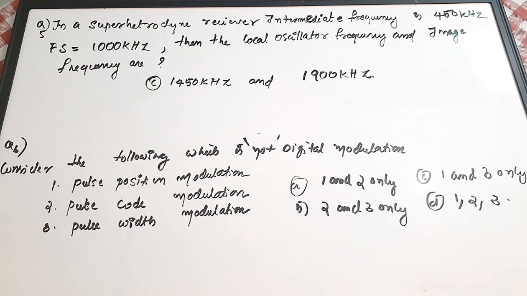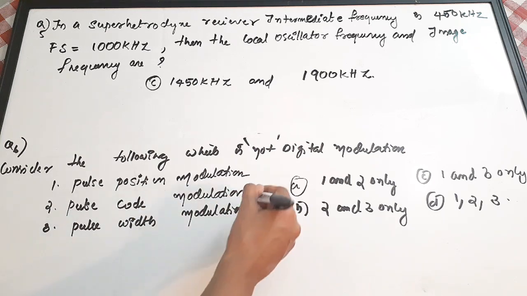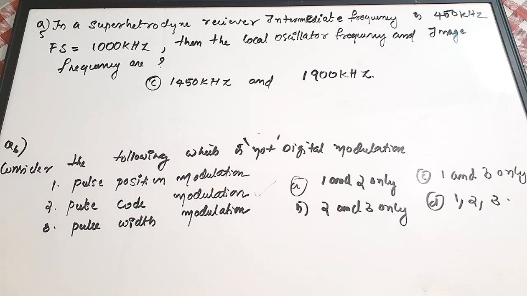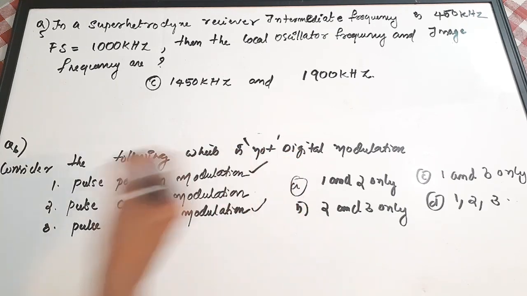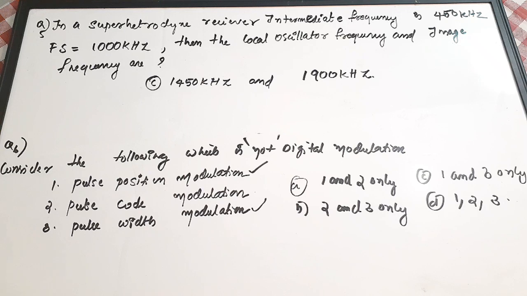In digital modulation, we actually need to digitize the signal. But in pulse position modulation, it is not digitizing. In the second one, pulse code modulation, while discussing the digital modulation schemes, the first thing we discussed was PCM. So it is actually a digital modulation. Then pulse width modulation, is it a digital modulation? No, it is also not a digital modulation. So the correct answer here, which is not digital modulation, means PPM and PWM are not digital modulation techniques.